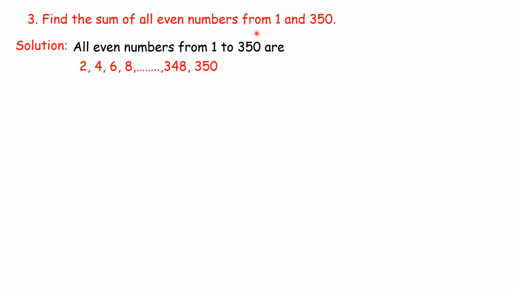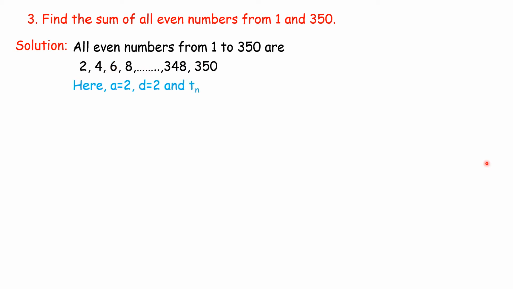If here the word given is "between", then we take 2 to 348. Between means the numbers in between, from 1 to 350, so 350 will not come. Here, however, 350 will come because "from" is given.